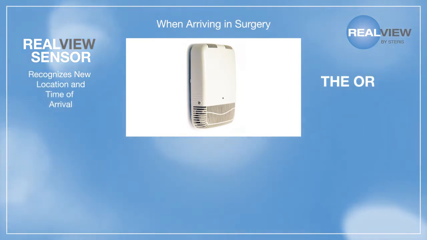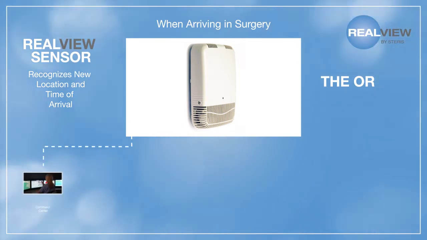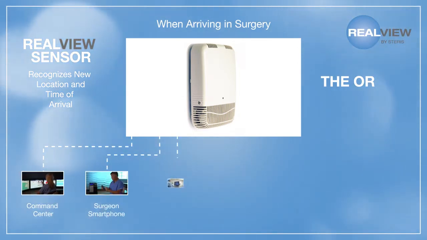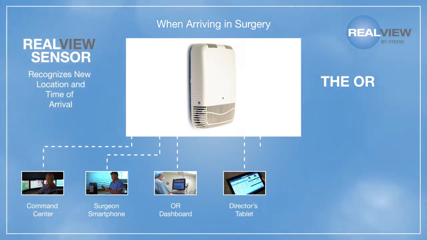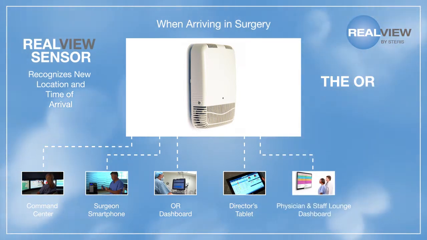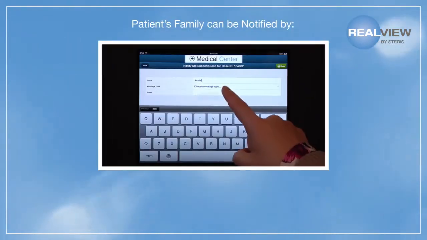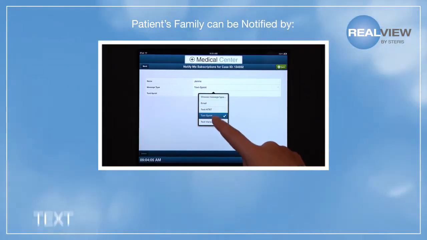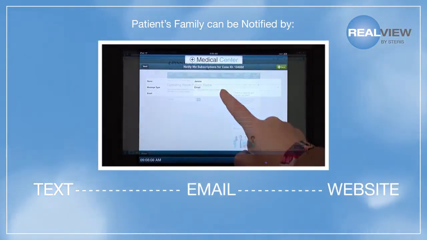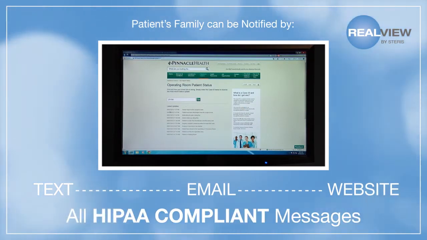This real-time information automatically notifies the command center, surgeon's smartphone, OR dashboard, OR director's tablet, physicians and staff lounge dashboards, and the family waiting room dashboard. The patient's family can also be notified by text, email, and website, which are all HIPAA-compliant messages.